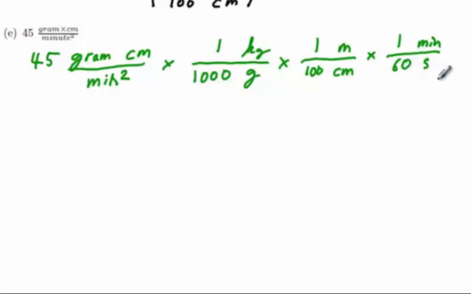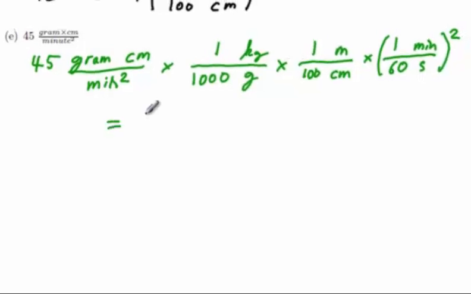However, this is not yet complete, because what we have done with regard to minutes will eliminate one of the minute units in the denominator, but there are 2 of them because it's minutes squared. So we need to perform this last operation twice, which is the same thing as squaring it. So divide by 1,000, divide by 100, and then divide by 60 squared, to yield the answer, 1.25 times 10 to the negative 7 kilogram meter per second squared.